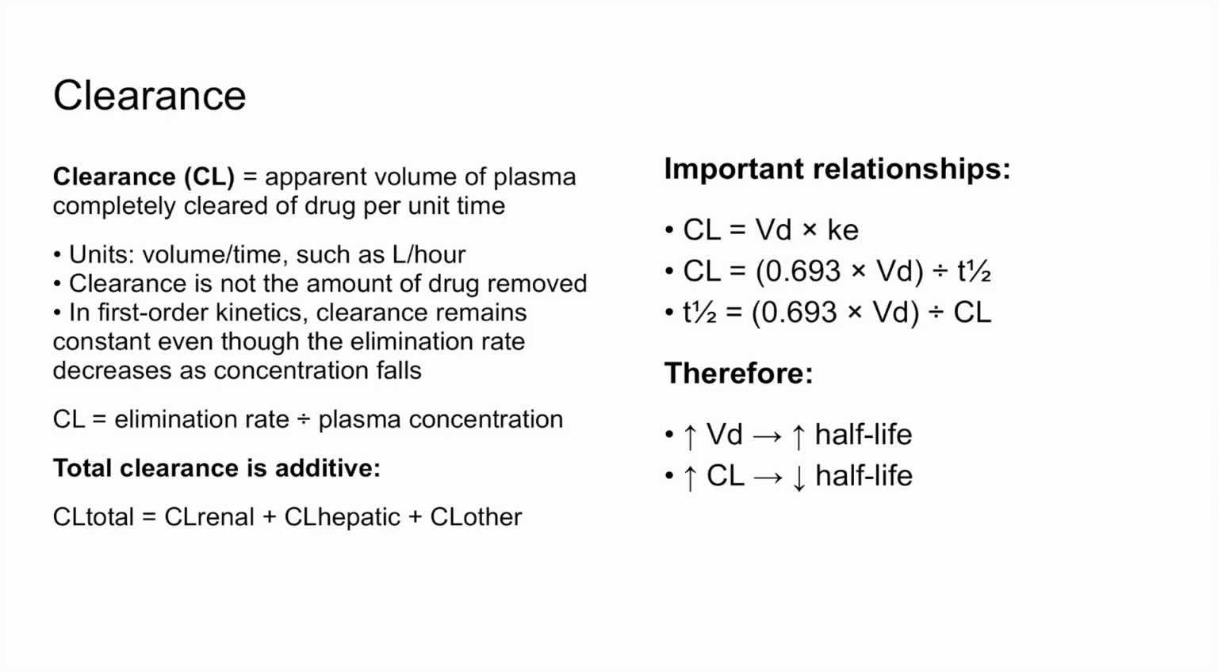Total clearance is the sum of clearance by the kidneys, liver, and other routes. Clearance also equals volume of distribution multiplied by the elimination rate constant. Half-life can be calculated as 0.693 times volume of distribution divided by clearance. Therefore, increasing volume of distribution prolongs half-life if clearance stays constant. Increasing clearance shortens the half-life if volume of distribution stays constant. Clearance is especially important for determining the maintenance dose needed to sustain a target concentration.